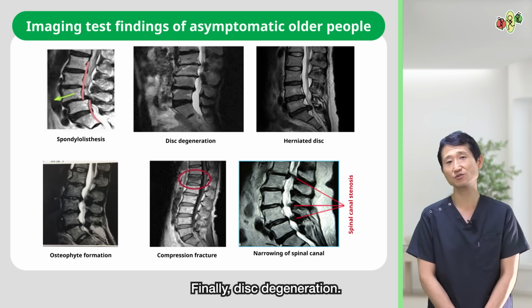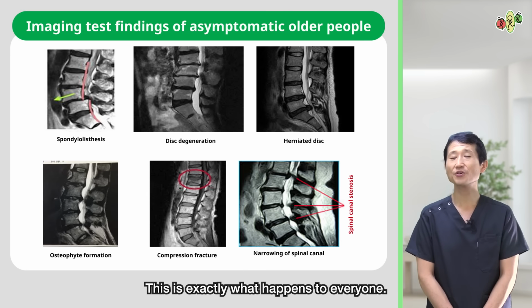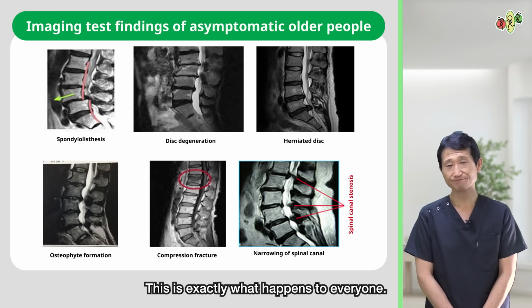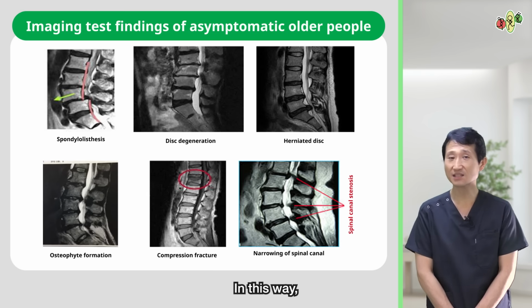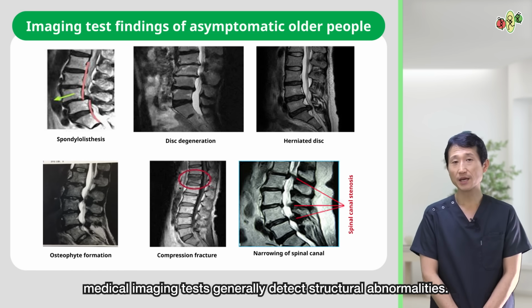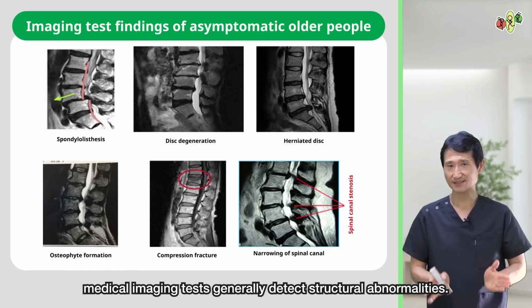Finally, disc degeneration. This is exactly what happens to everyone. I believe there's no one who doesn't have disc degeneration. In this way, medical imaging tests generally detect structural abnormalities.